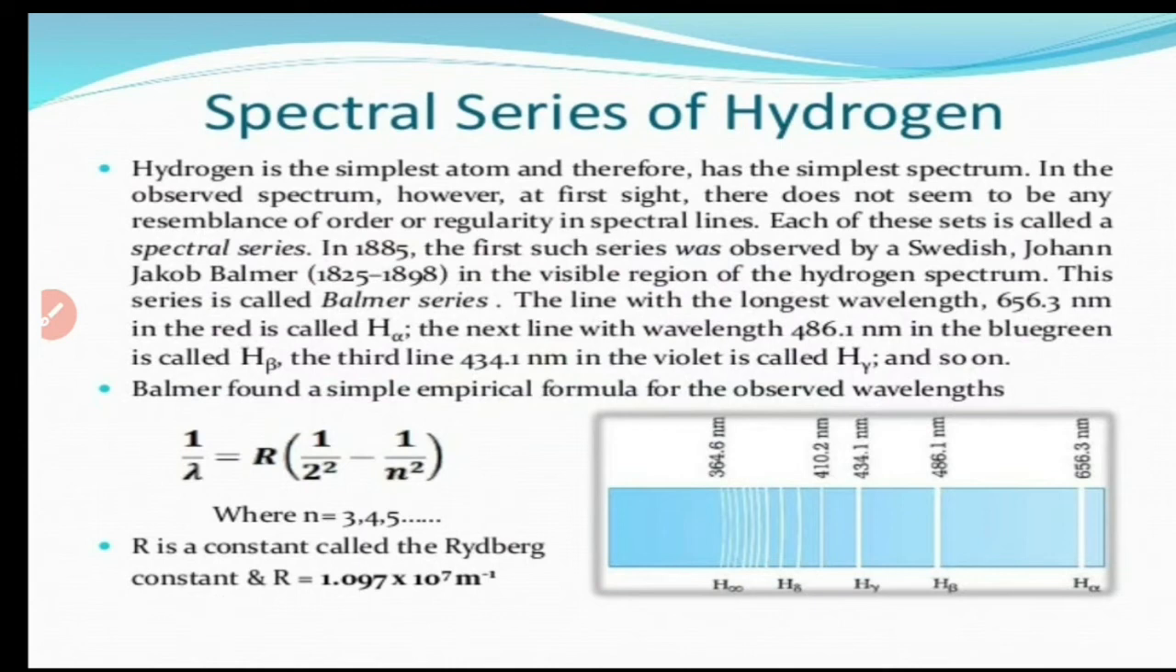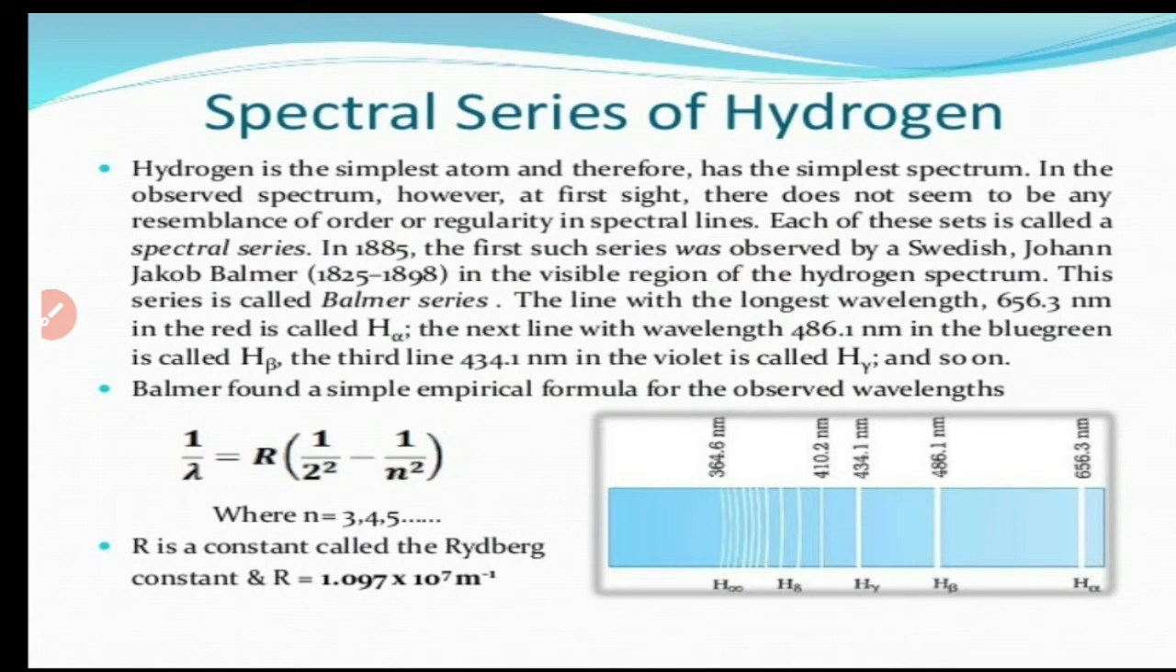In the case of hydrogen, the first spectral series which was observed is called the Balmer series. What is the peculiarity of the Balmer series? All the spectral lines in the Balmer series belong to the visible region. Visible region means we can see them, in the VIBGYOR colors, violet, indigo, blue, like that, in different colors we can see those spectral lines. So the Balmer series was the first observed spectral series in the case of hydrogen.